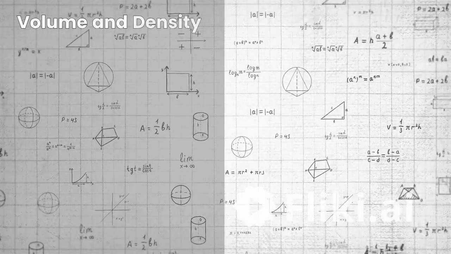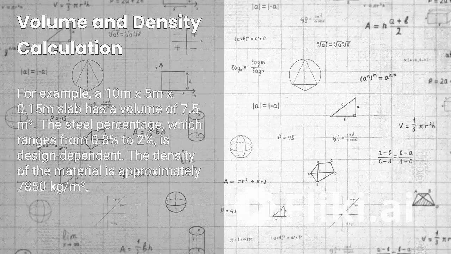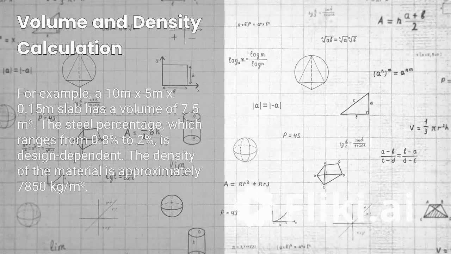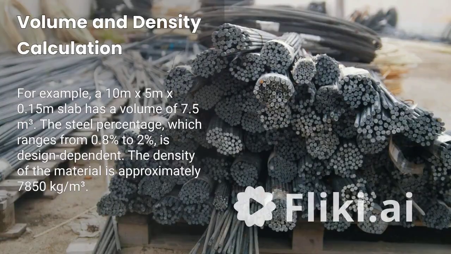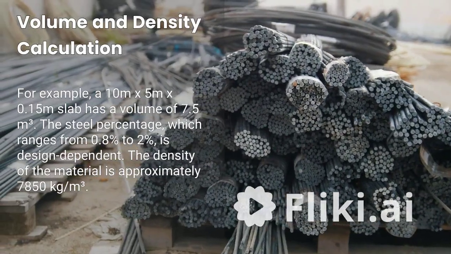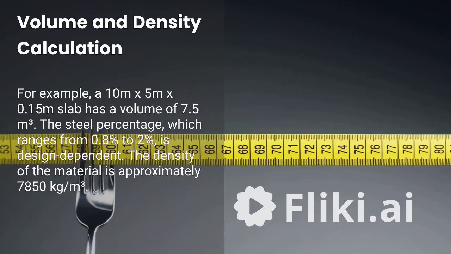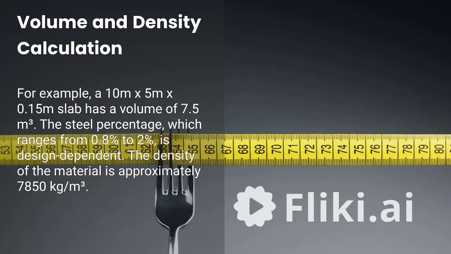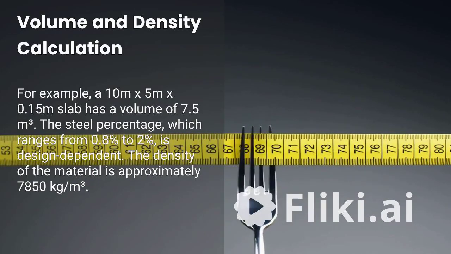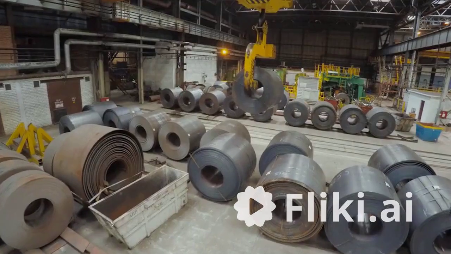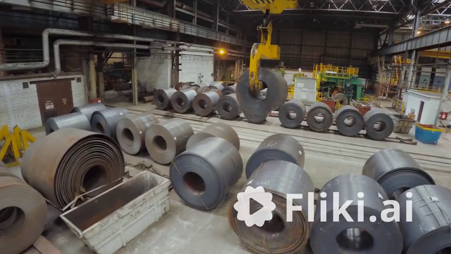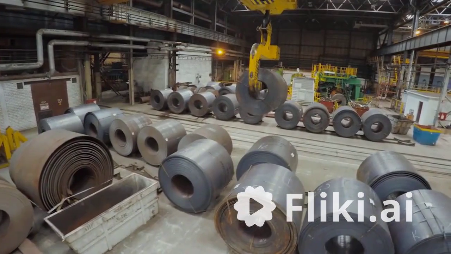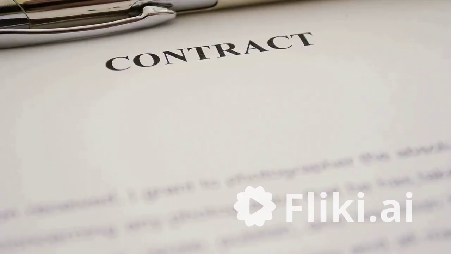First, volume is length times width times thickness. For example, a 10 m by 5 m slab that is 0.25 m thick gives 12.5 m³. Steel percentage is 0.8% to 2%, depending on design. Density is 7850 kg/m³. Using 1% steel, 12.5 m³ times 0.01 times 7850 kg/m³ gives 981.25 kg.